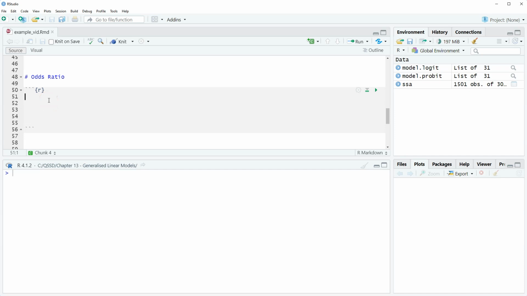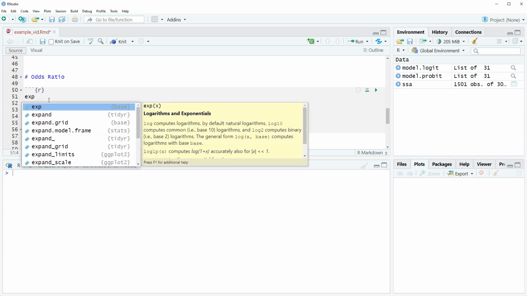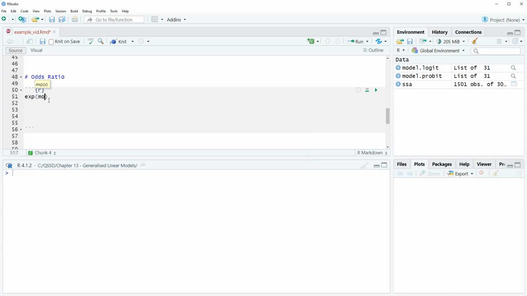We use exp for exponential, then model.logit, then $, and then coefficients. Then we include this option, which you don't have to: in square brackets, -1. All that does is get rid of the constant or intercept, just because we don't care about it. Let's highlight that and run that.